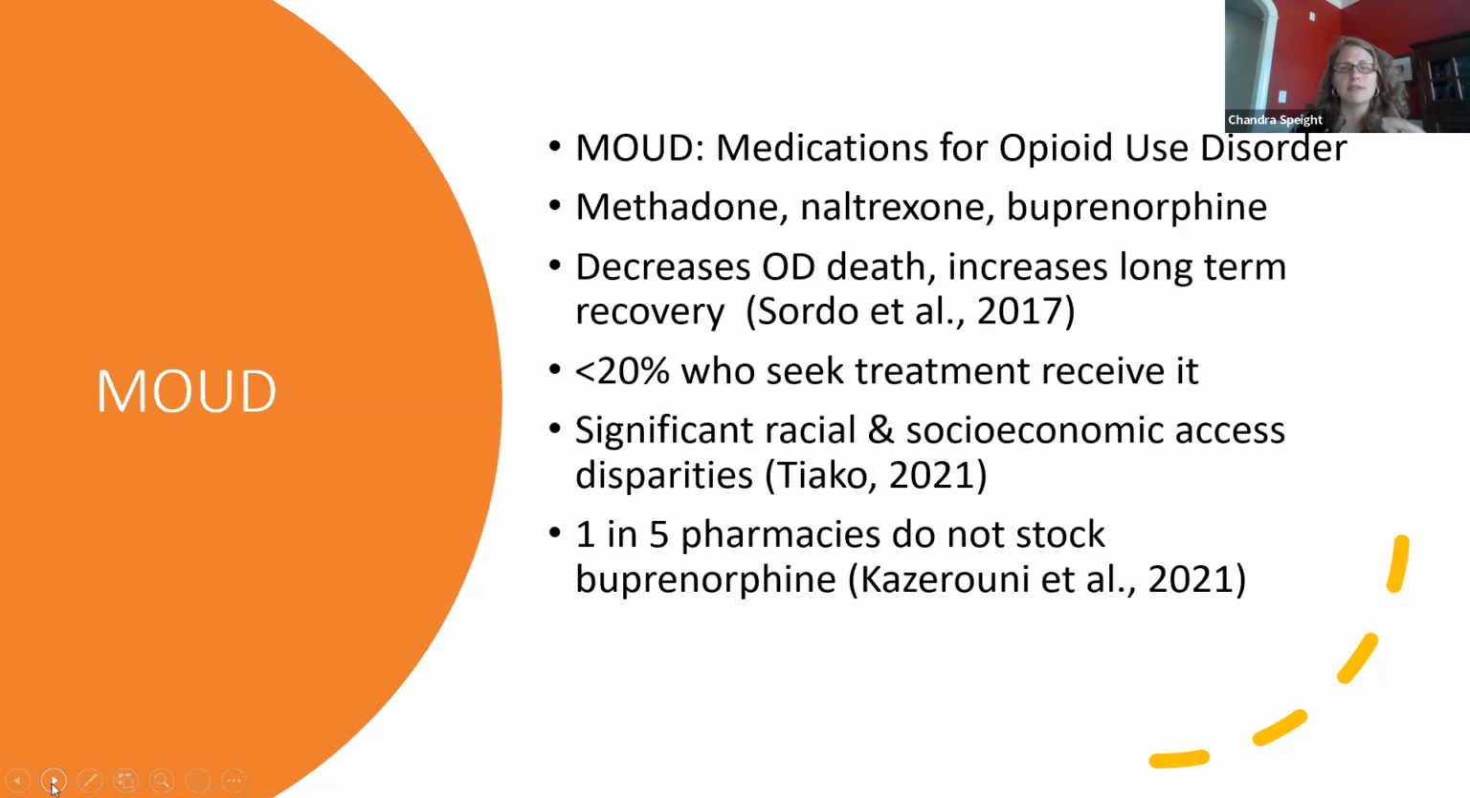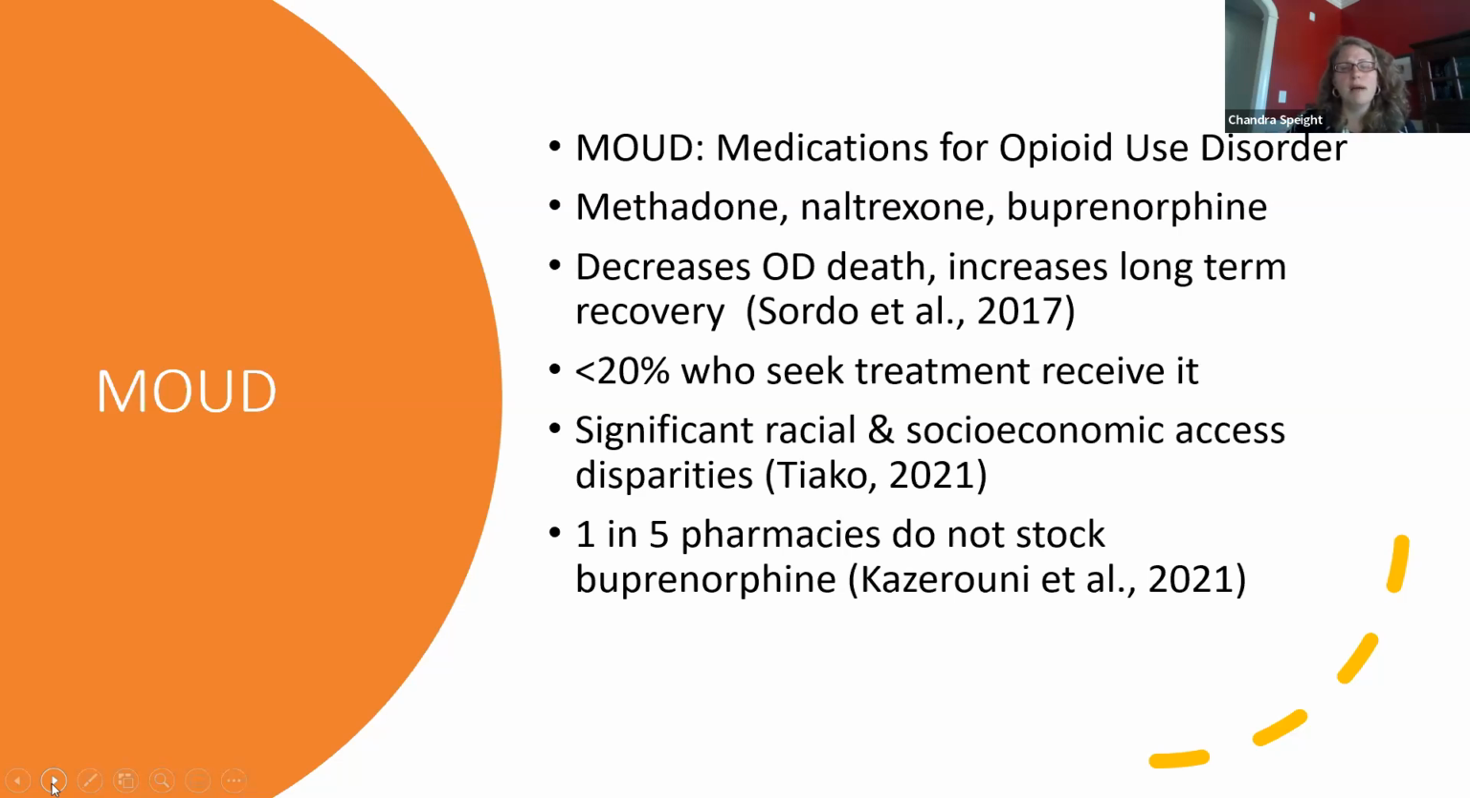There are piles of studies on the effectiveness of these medications. But fewer than 20% of folks who seek treatment actually receive it, and it's probably closer to 10%. And there's some pretty significant racial and socioeconomic access disparities in that treatment, and also geographic access disparities, that folks in our rural communities have more trouble accessing these medications for opioid use disorder.